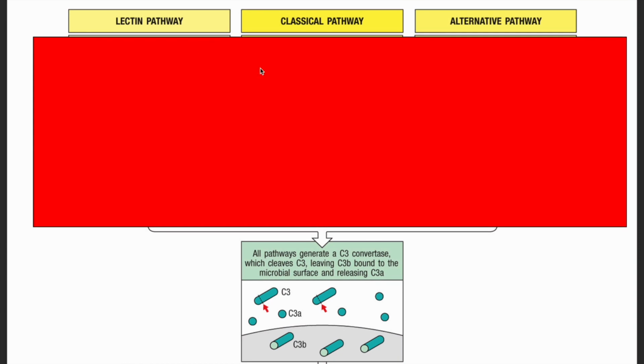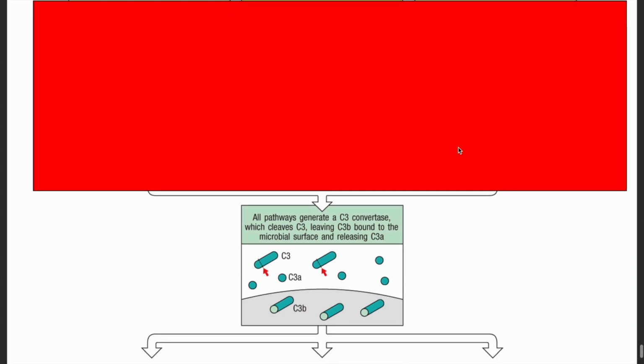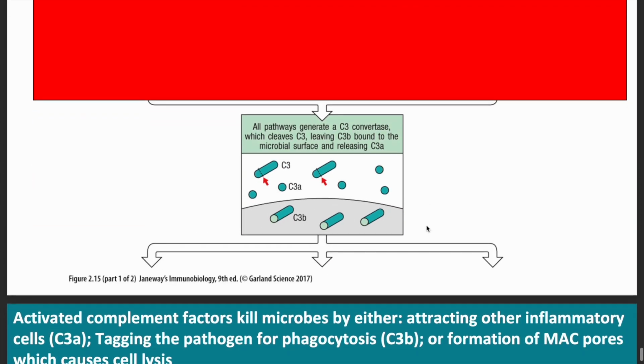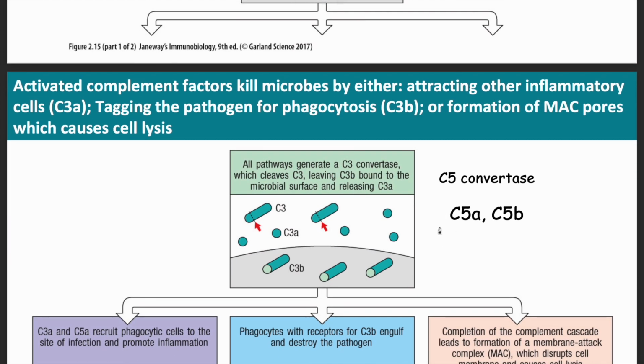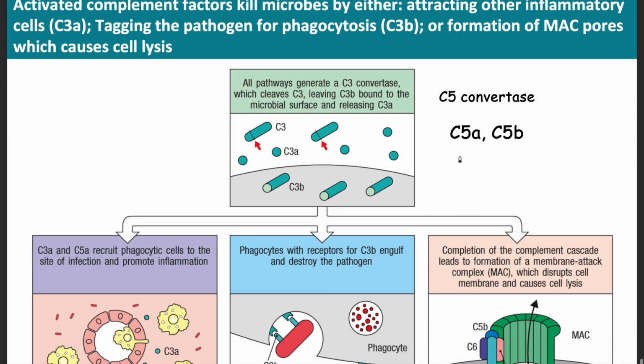There are three pathways of the complement activation. You have the lectin pathway, the classical pathway, and the alternative pathway, all of which result in the activation of C3 complement protein. And C3 has two types: C3A and C3B. Now C3A and C3B will activate C5A and C5B. What are their functions? Let's write this down. C3A and C3B.